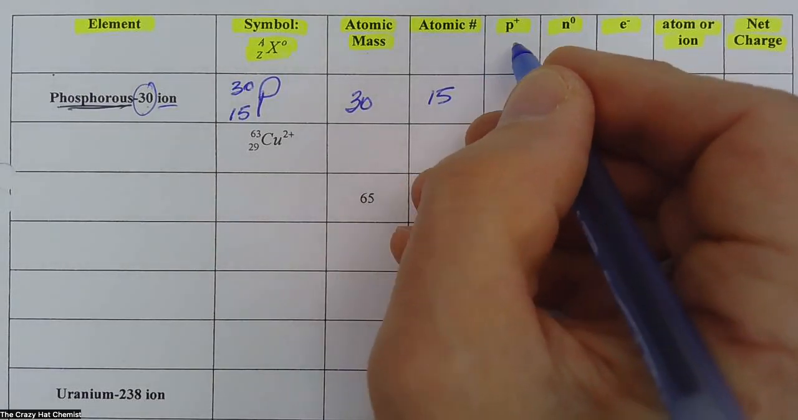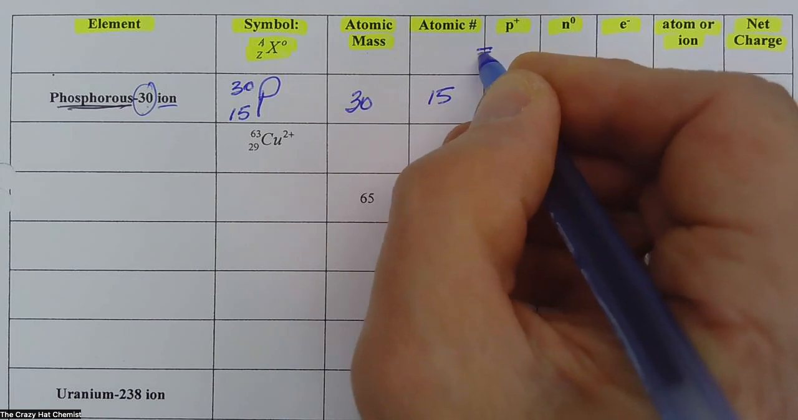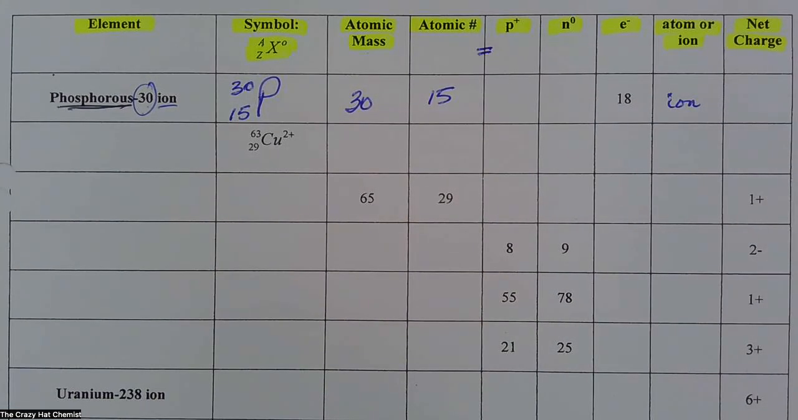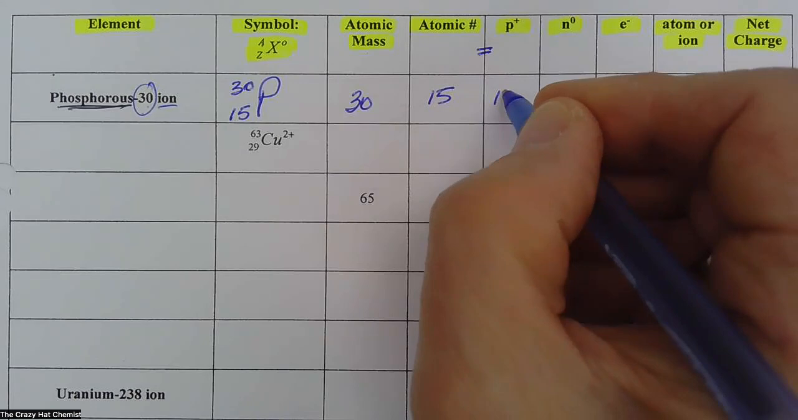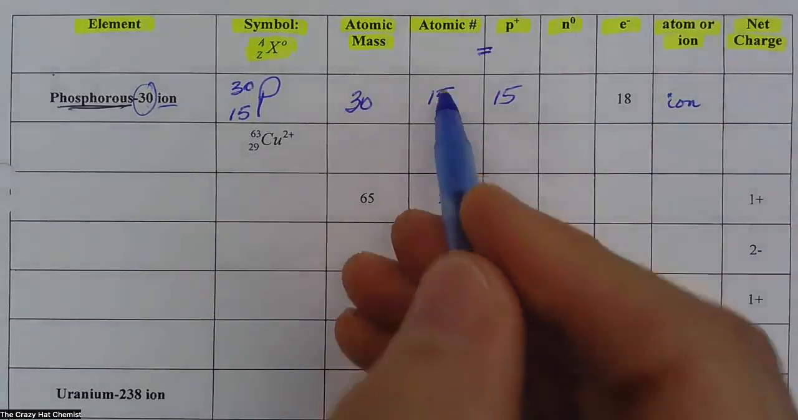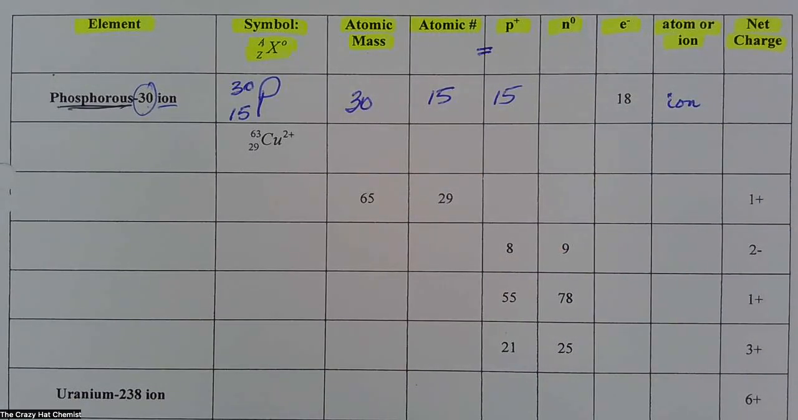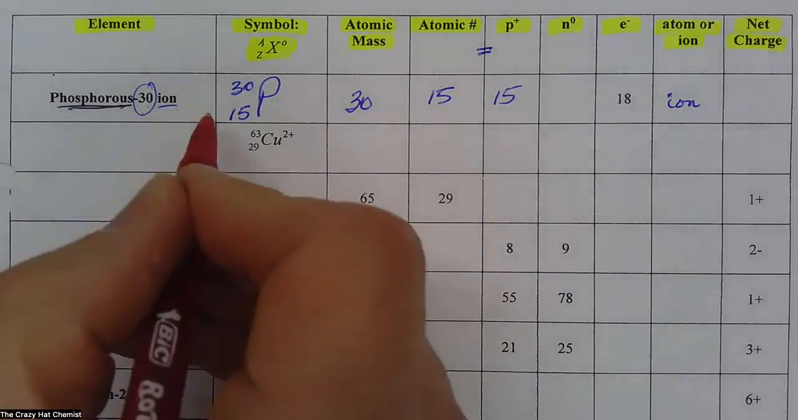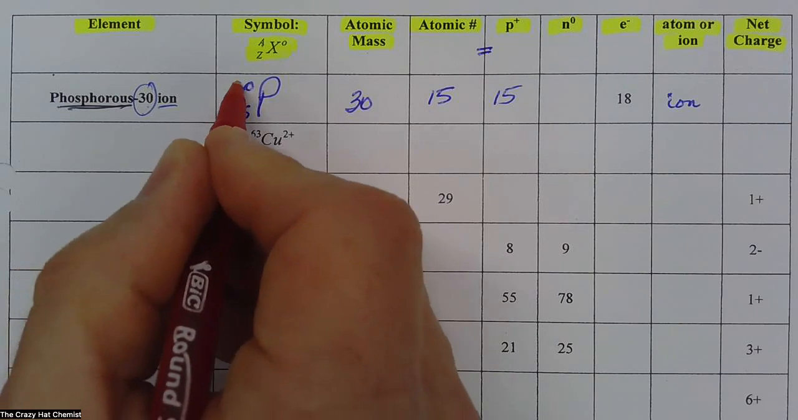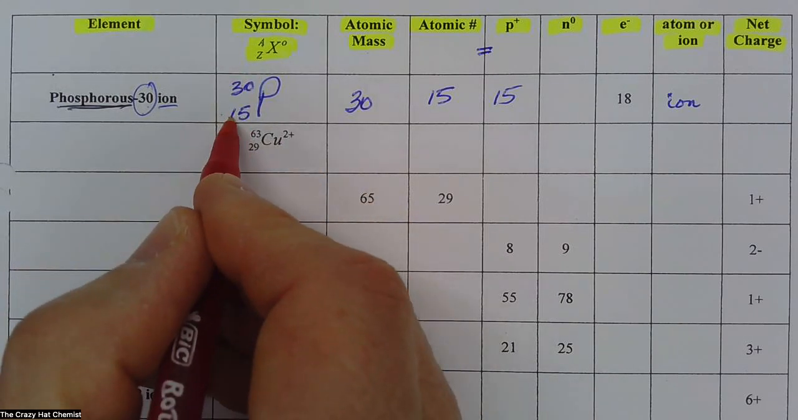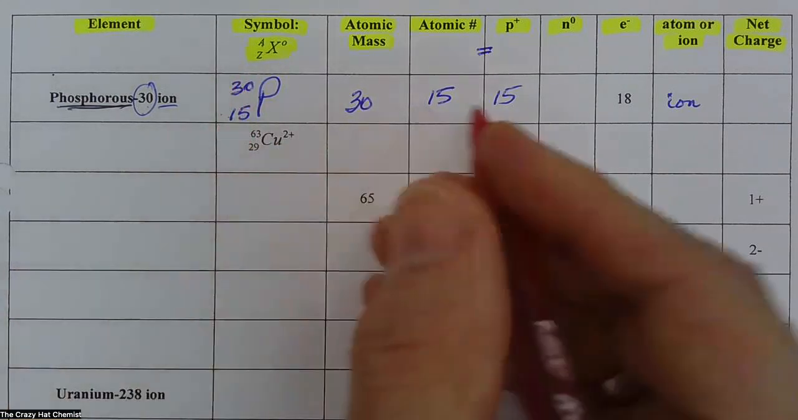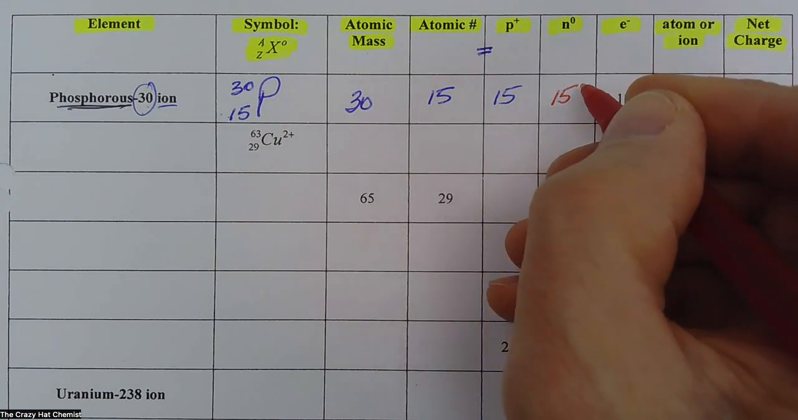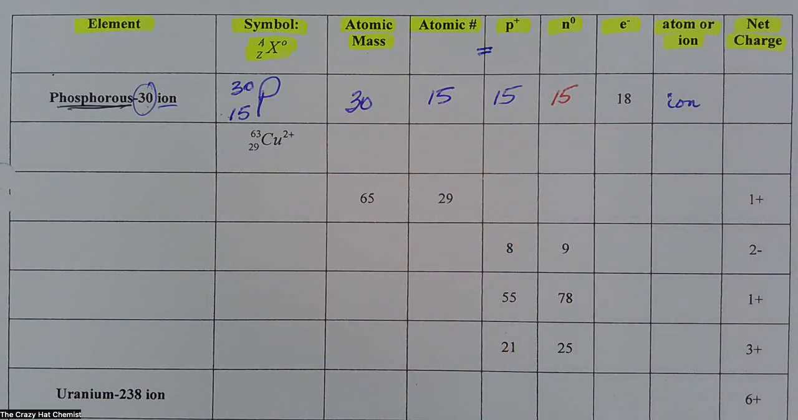Well, the atomic number and the number of protons are always equal to each other. You should have learned that on the previous two worksheets. So that means there are 15 protons if the atomic number is 15. Now what we need to do is subtract these two numbers right here. We're going to take away 15 from 30, and that will be 15 in this particular case. That is the number of neutrons.